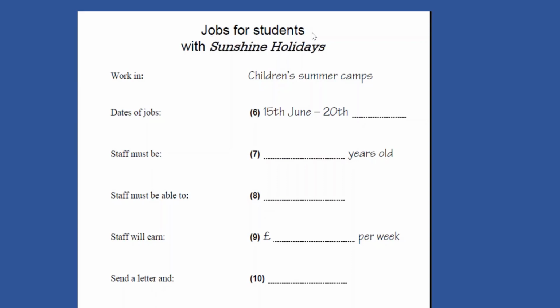Let's see an example. Here, students are going to listen and complete these pieces of information. It's about jobs for students with Sunshine Holidays, work in children's summer camps, dates of jobs between the 15th of June to the 20th of, and they are going to choose which month. Staff must be, here they should put a number, years old, 17 or 18 years old, it depends on the listening material. Staff must be able to do an activity here. Staff will earn how much money per week, it's a number, and send a letter and what else? Maybe an attachment or a photo or whatever. It depends on the listening material.